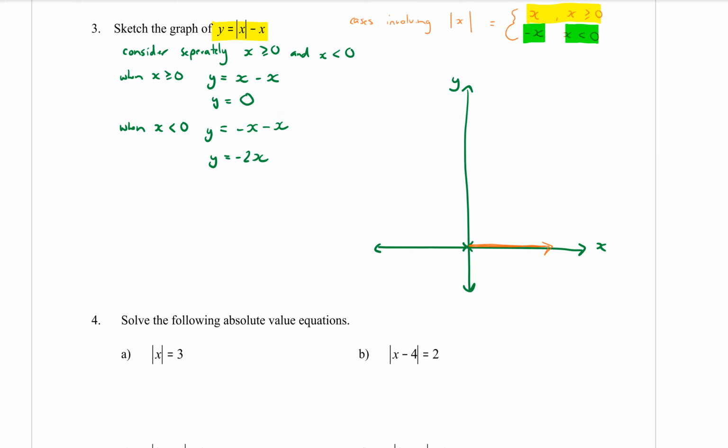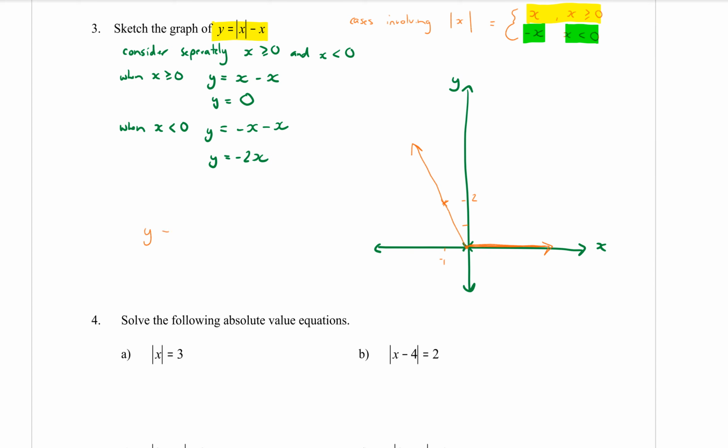Now, that means my y-intercept would be 0, which luckily it is down here, and my gradient is negative 2, which means I would rise 2 and run 1 to the negative side, and the graph would come up like that. So that is the graph drawn, which answers the question, but just for further practice, let's write down what the equation of the arms would be for that graph.